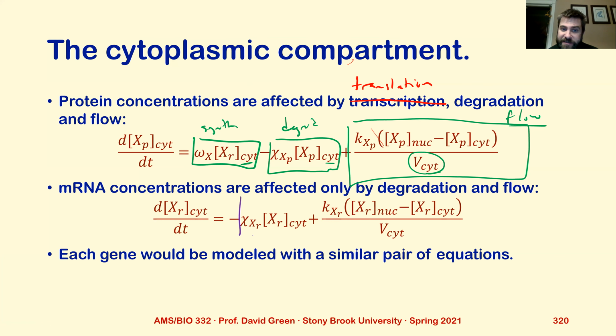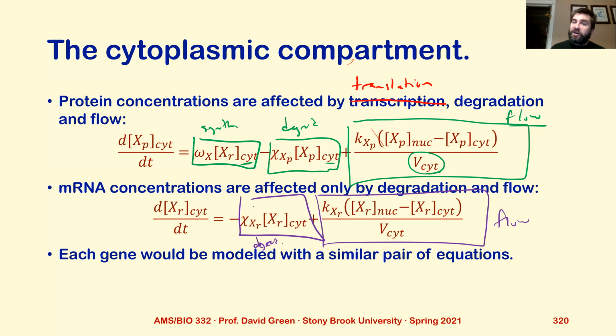So for the RNA piece, we have our degradation term, we have our flow term, which looks very much like the flow term for the protein, just with a different constant involved. And we do not have any synthesis term because there's no mRNA synthesis in the cytoplasm. And in a multi-gene system, every gene would have a pair of equations that looks very similar to this.